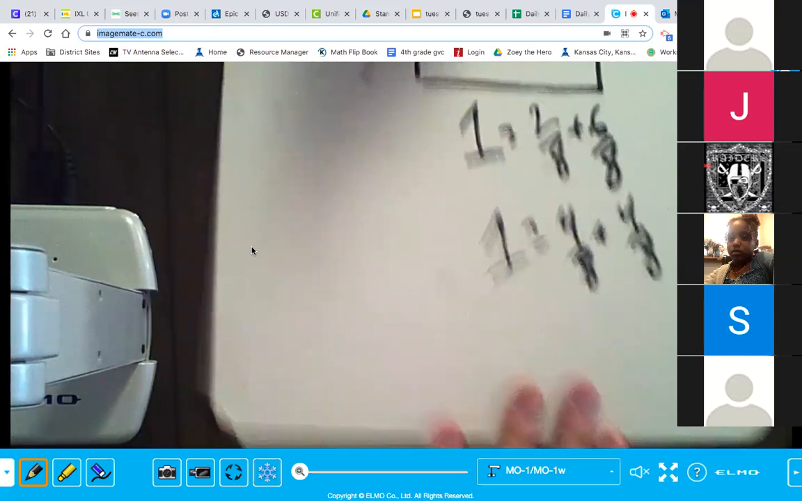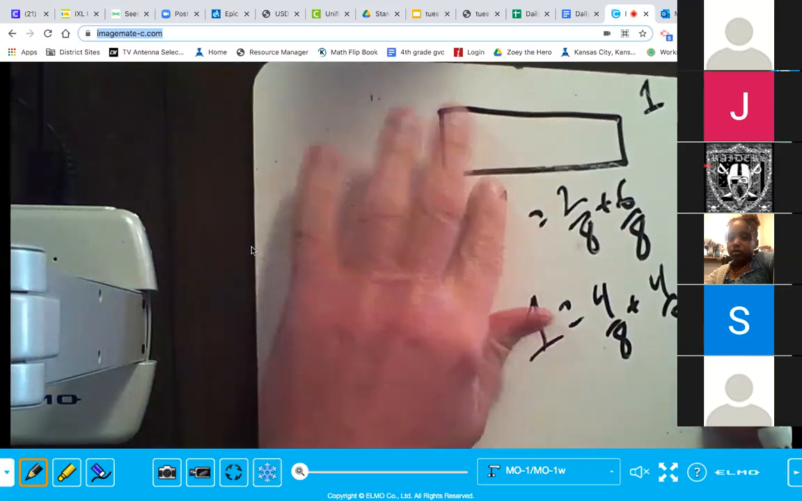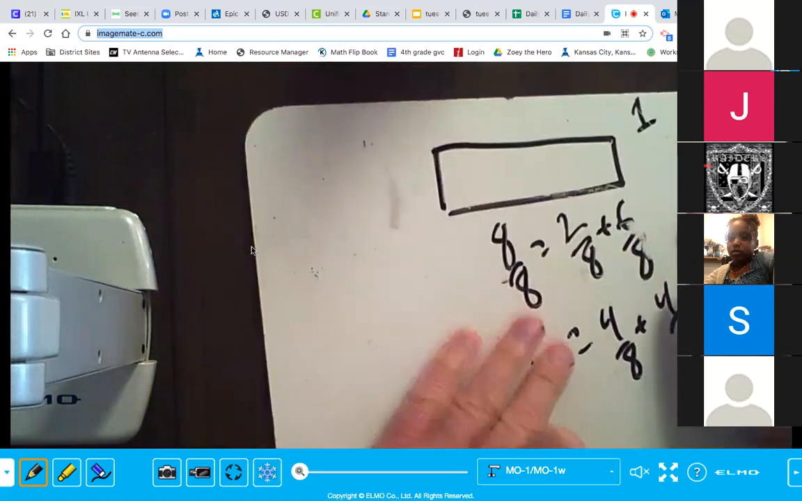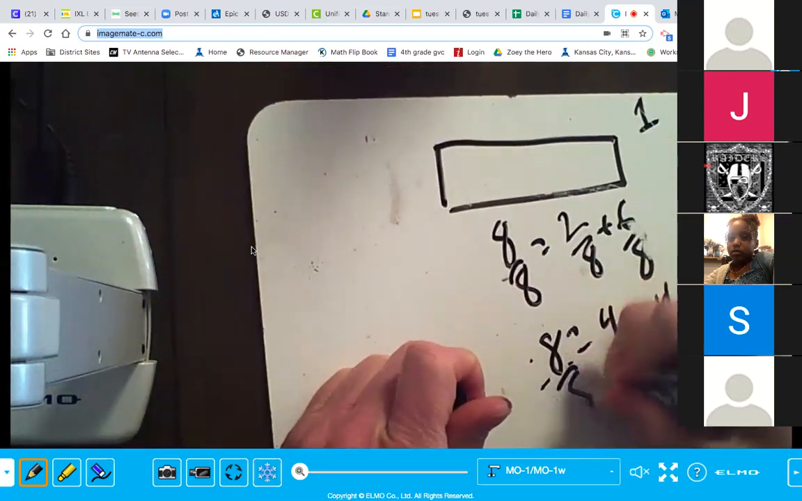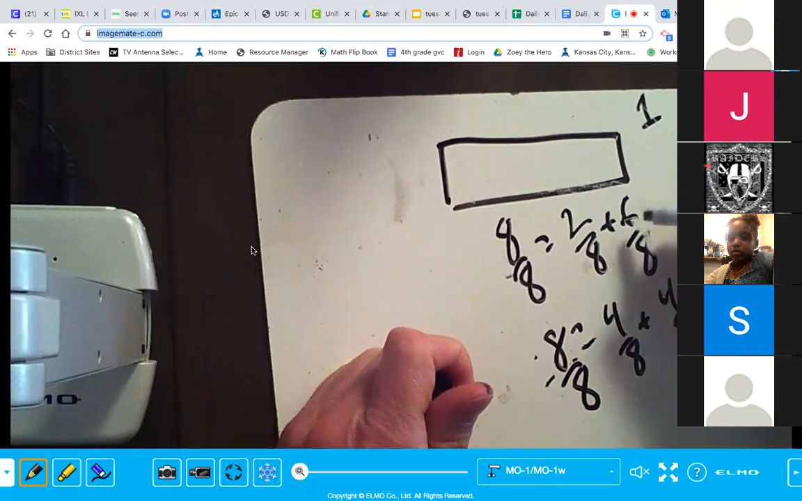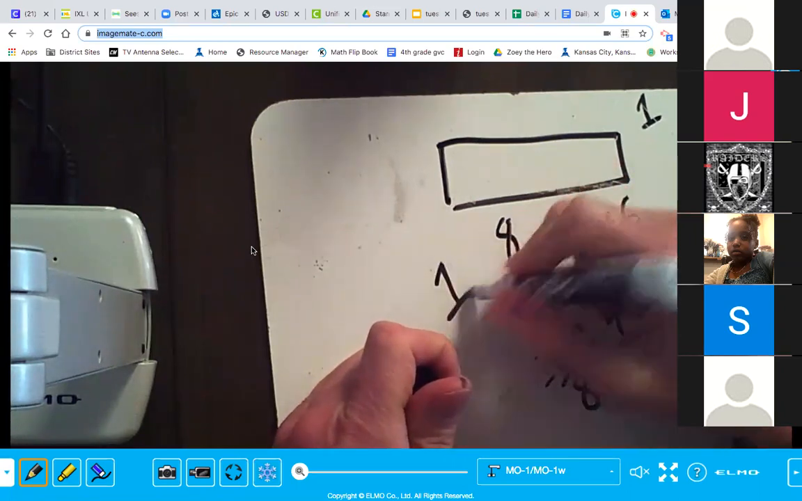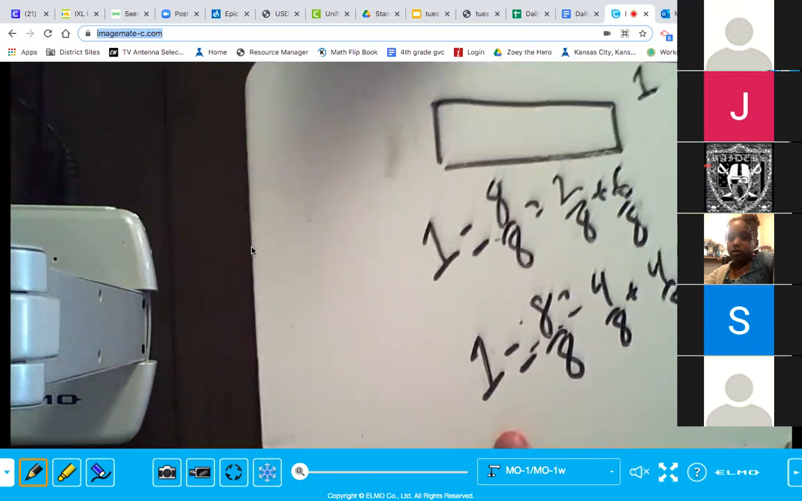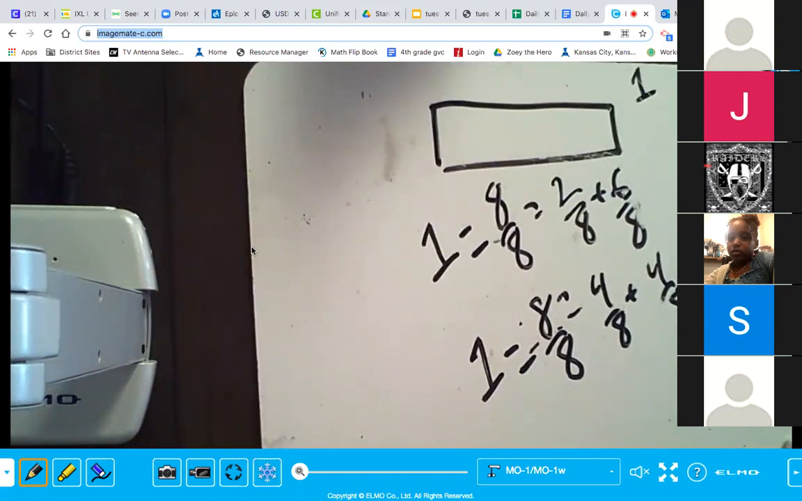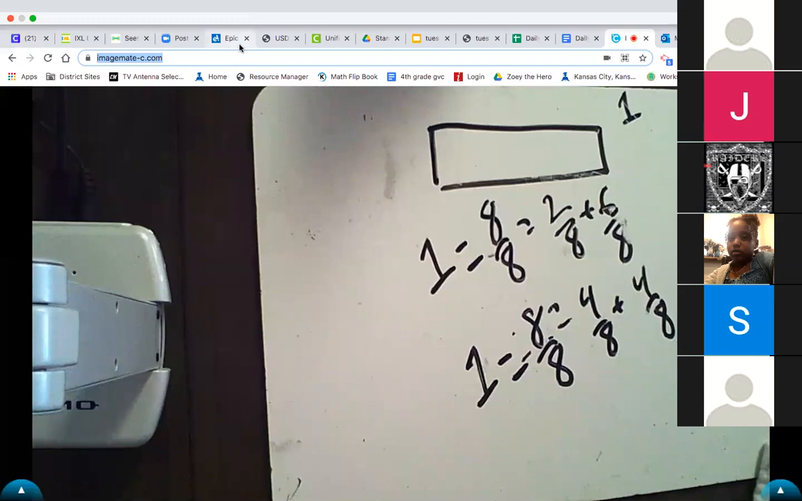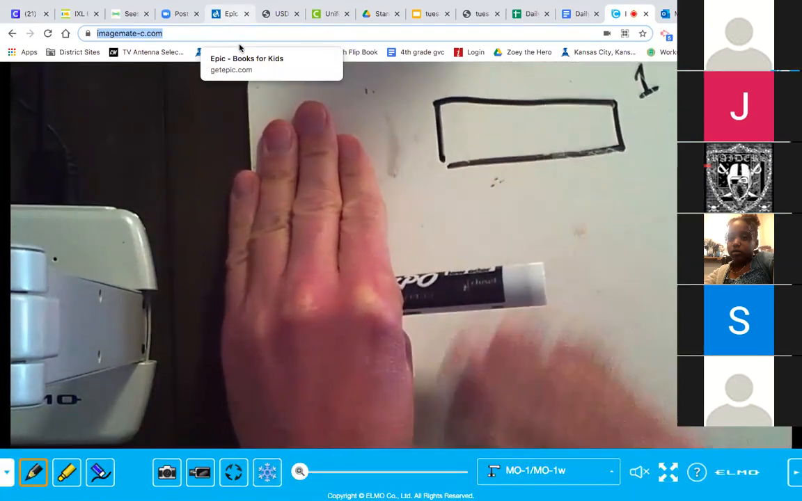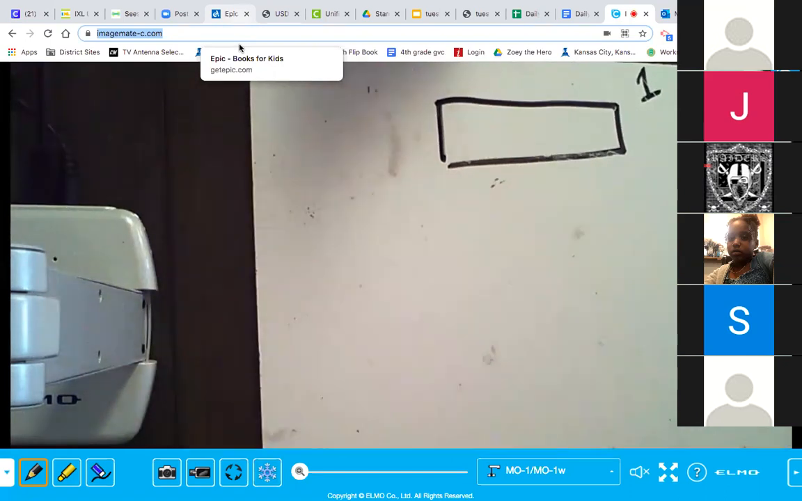If it helps you guys, think about it first as 8 eighths. Right? 8 eighths. And also remember that we're thinking about 1. So 1 equals 8 eighths. What's another denominator that we could break it up into? We've done eighths, we've done fourths.